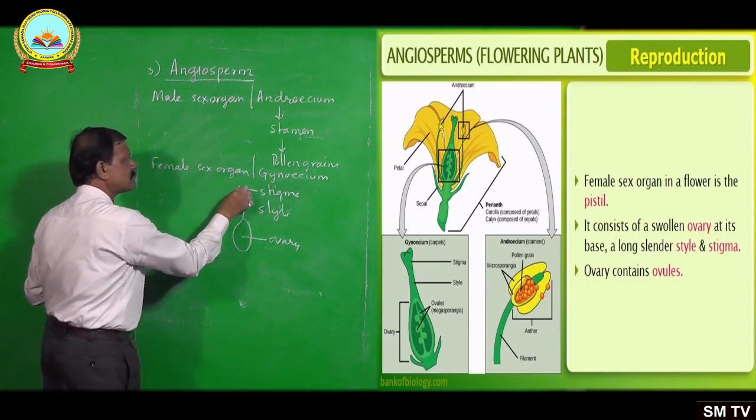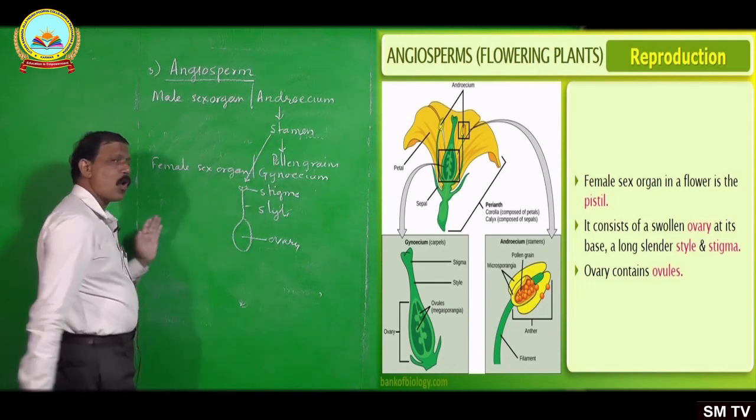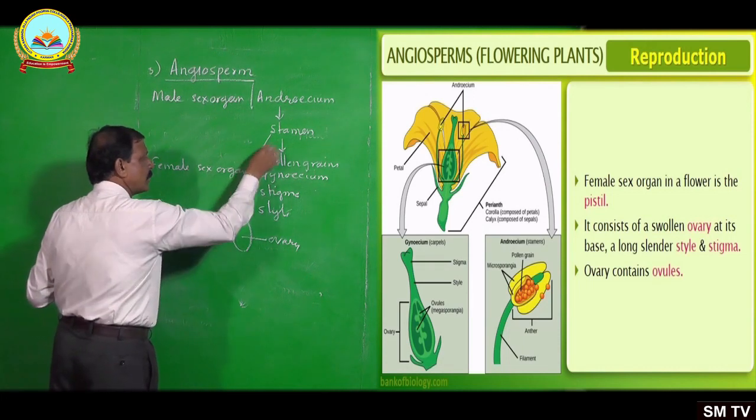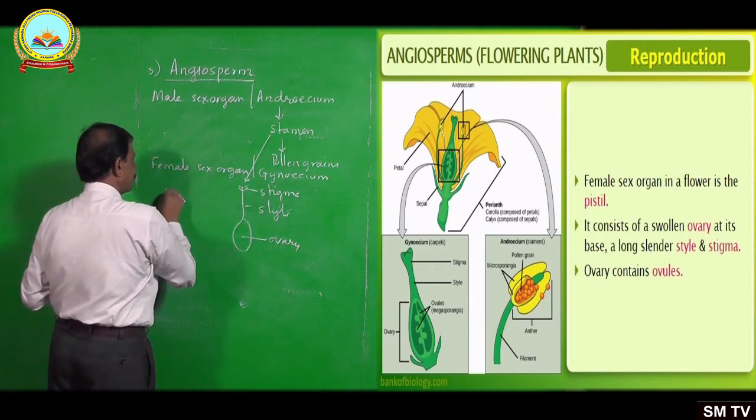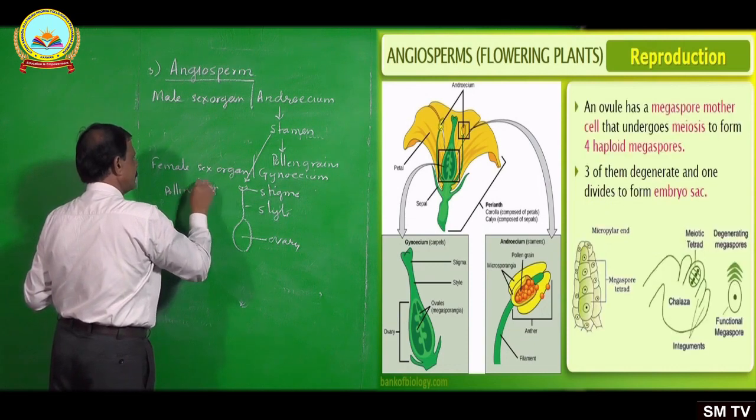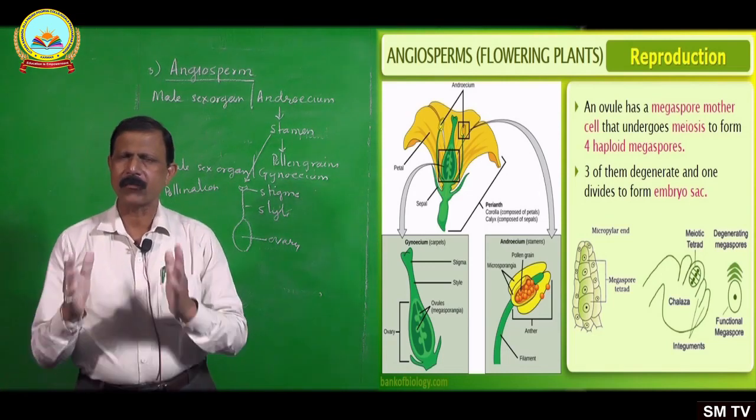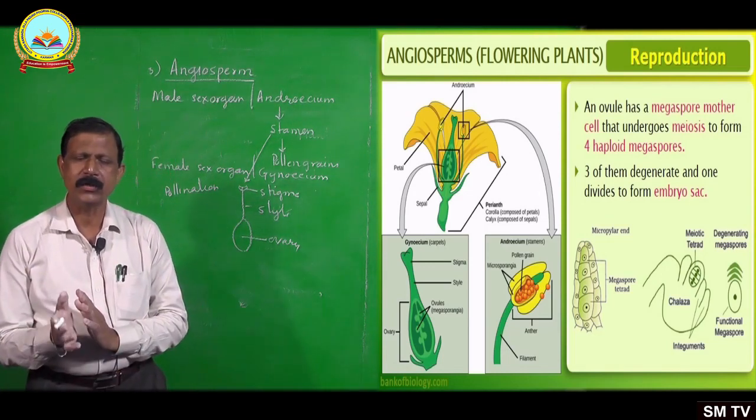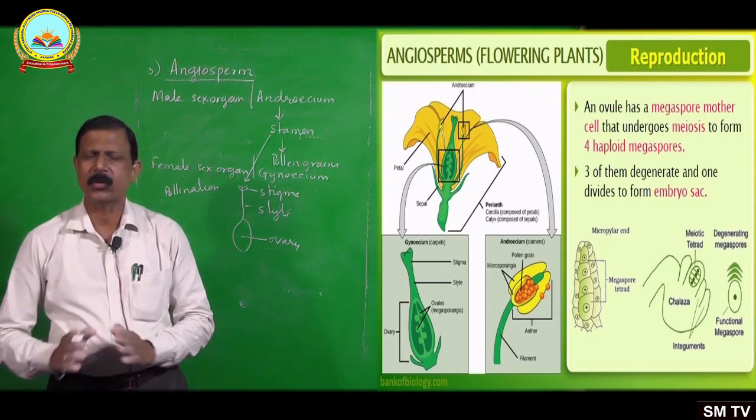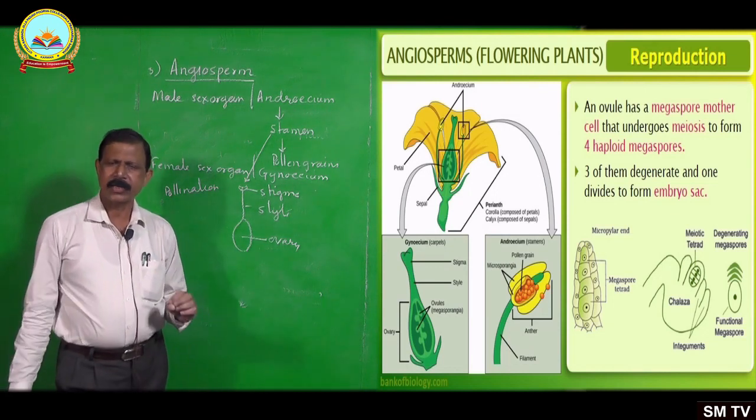When the pollen grain falls on the stigma, that falling of a pollen grain onto the stigma is called pollination. Okay, that is called what? The pollination. And pollination is a very important, significant process, without which it is not possible to carry out the process of fertilization in the angiosperm.